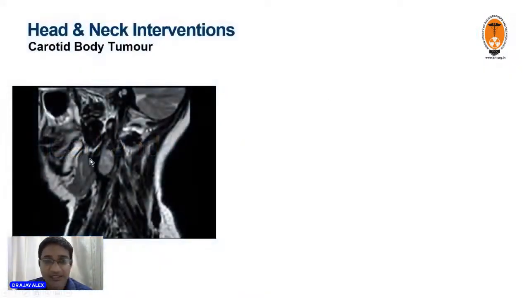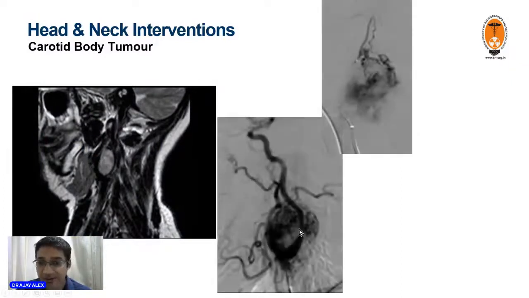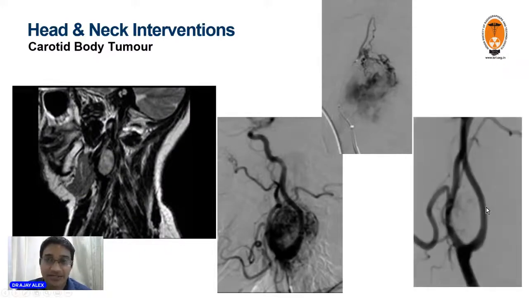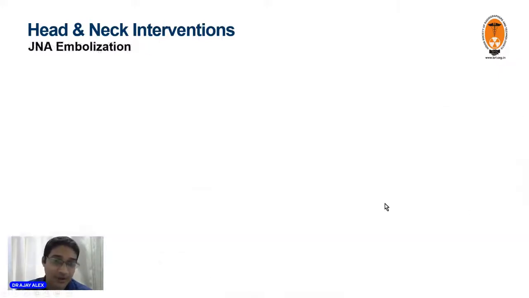Coming down to the neck region, the larger majority of interventions are mainly for preoperative embolization of highly vascular tumors. As this being a carotid tumor, which is highly vascular in the initial angiogram, you can cannulate the feeding arteries that supply these tumors, embolize the same so that the patient can undergo surgery almost without any significant blood loss.